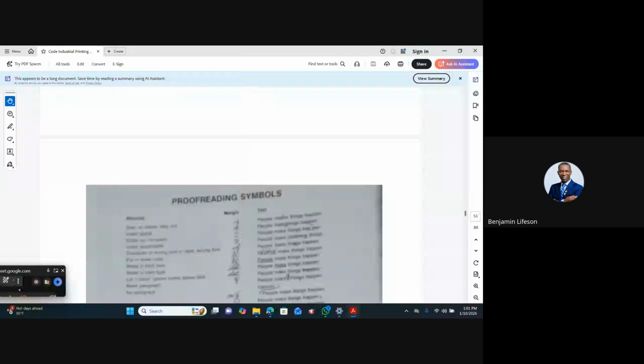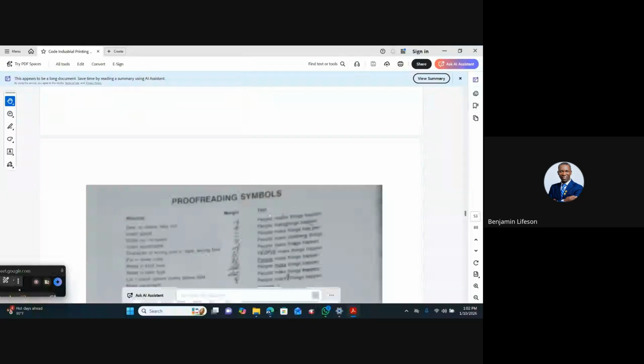We have the typographical signs. That is, maybe ital means set it in italic type. Rom or OM means set in Roman instead of maybe italic. BF means bolding the text. LC means maybe lower case. So these are the symbols.